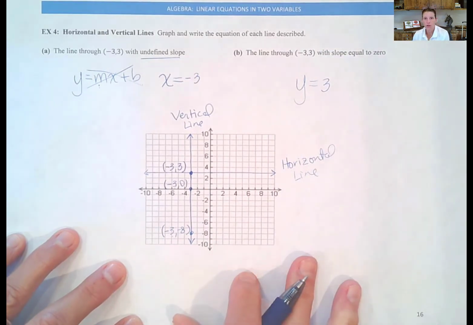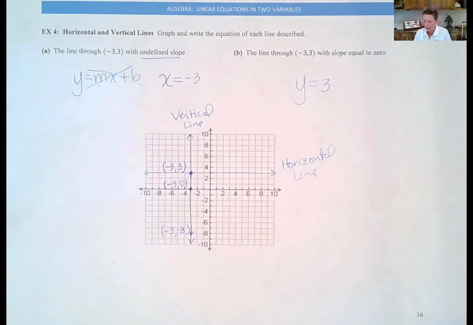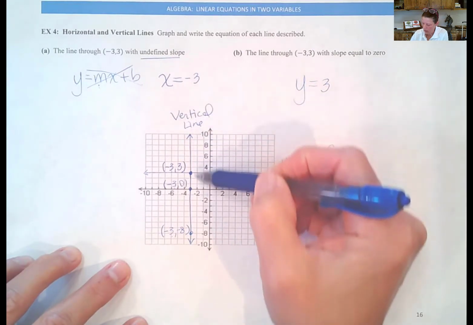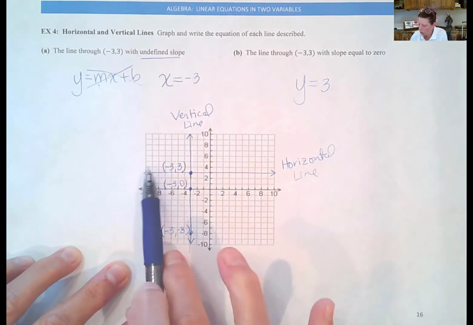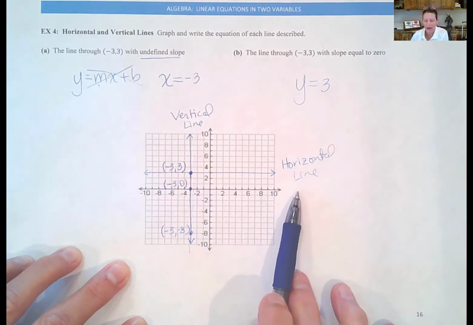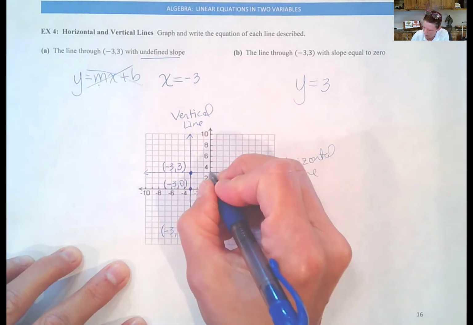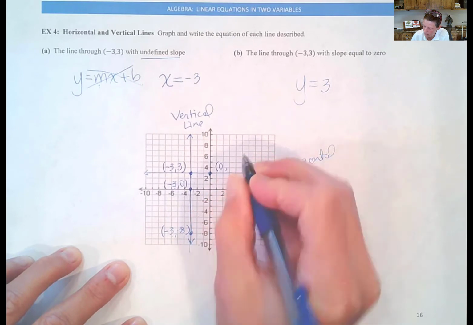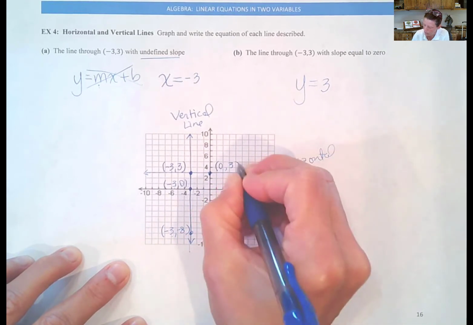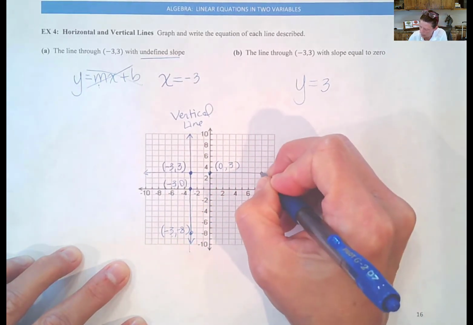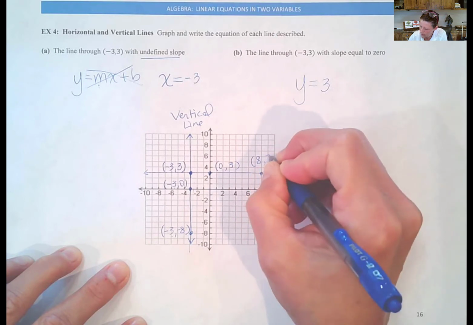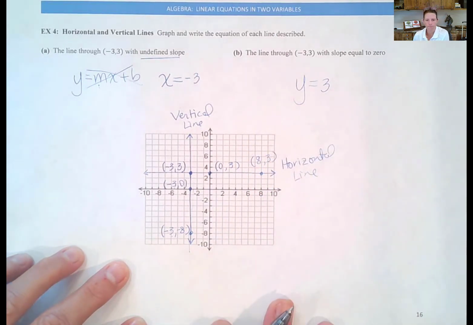Now, I would like for you to make this problem that easy, okay? Vertical line, x equals -3, horizontal line, y equals 3, because every point on this horizontal line has a y value of 3, like the point 0, 3, or out here at x equals 8, y equals 3.